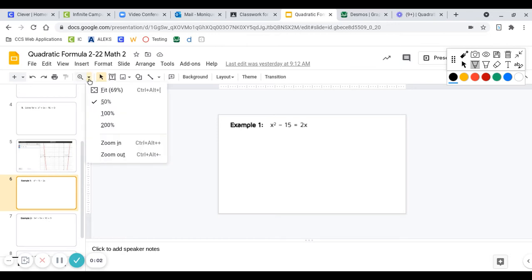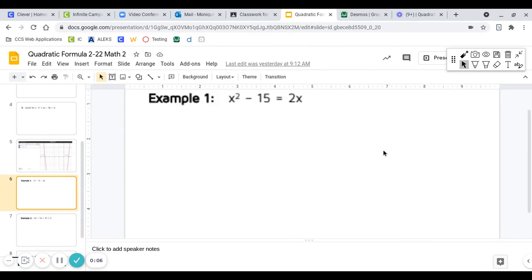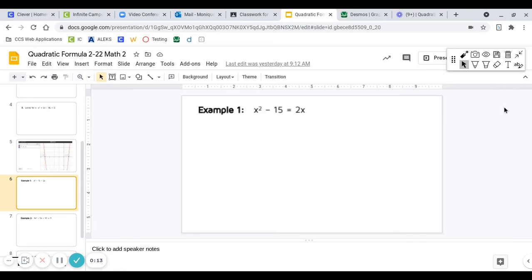All right, so here's example. Here's our second example. And so we're solving for x. We have x squared minus 15 equals 2x.